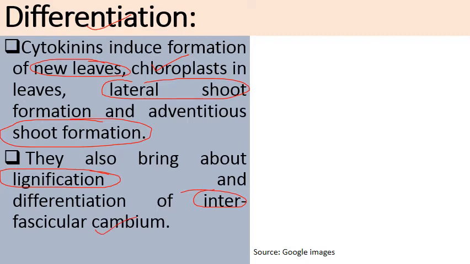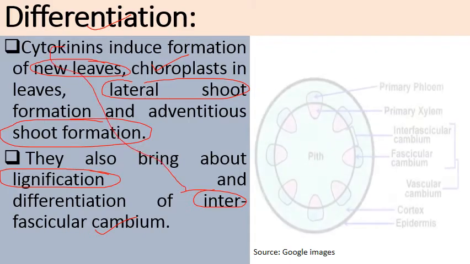So the interfascicular cambium is formed during secondary growth, that is growth in girth. This interfascicular cambium, that is the cambium present between two vascular bundles, is formed at the time of secondary growth. And this interfascicular cambium is also formed by the activity or stimulus generated by the cytokinin.